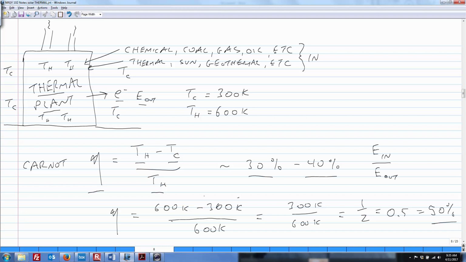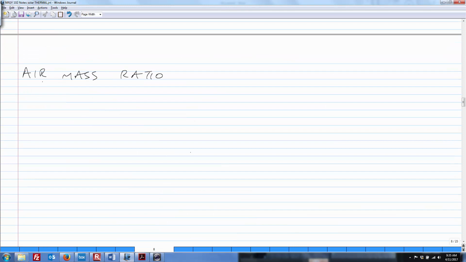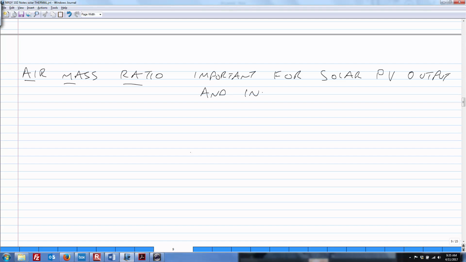All right, moving right along. Now, air mass ratio. This is important, and I think I've got another slide, so I'll get to this, but important. For solar PV output and input, probably more important for input because it tells you how much has come in. More on this later. Later. Woohoo! Okay.